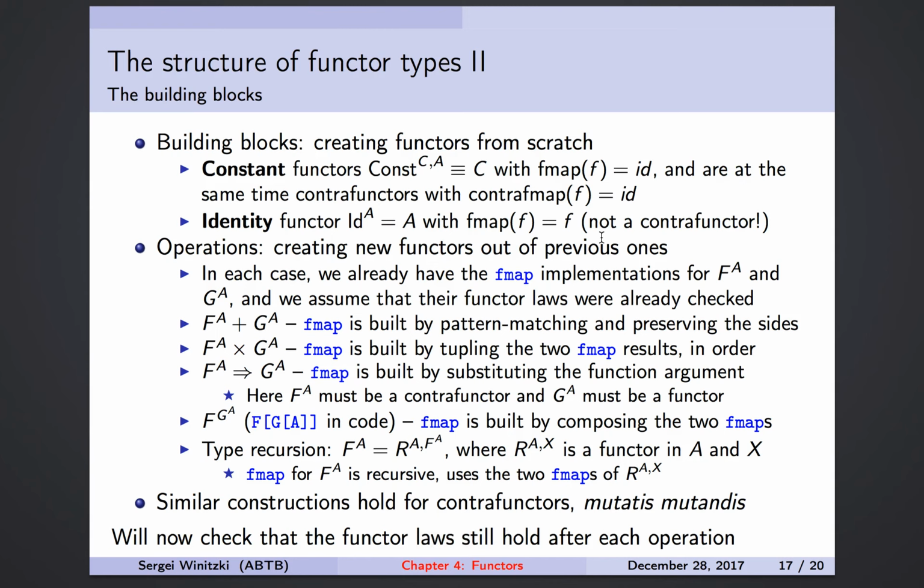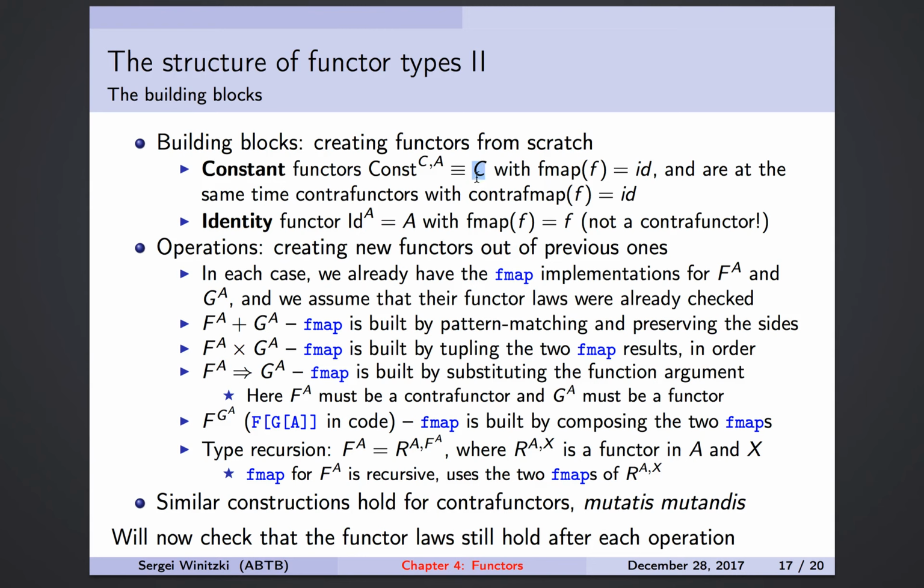So the building blocks for functors are constant functors and identity functors. So what does that mean? The constant functor is a type constructor that takes a type parameter A and always returns the type C. So, for example, int can be considered as a functor that is parameterized by some A and always has a type int. Not a very interesting functor, of course, but nevertheless a valid functor if you take Fmap, which is always equal to identity. So the value of type C is never changed.